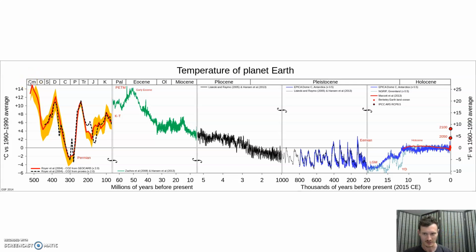Temperature has changed, right, through all of these. So we've seen dips, right? Notice this is degrees Celsius compared to modern average. At certain times, for most of the past, it was much hotter. In fact, if we were to go back further than this on the timeline, into even deeper Earth's history, it would even be hotter than this.